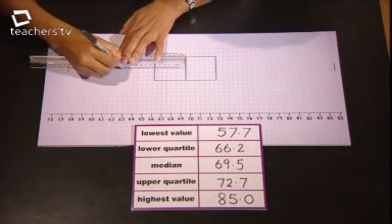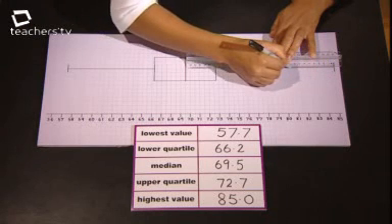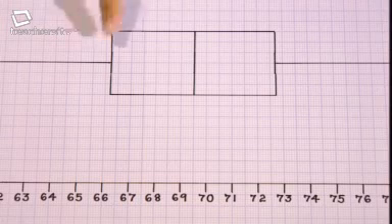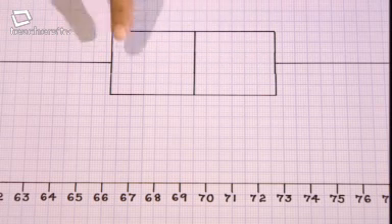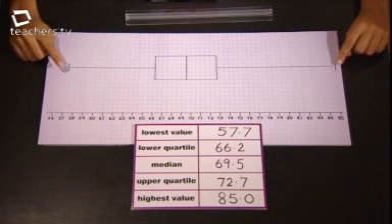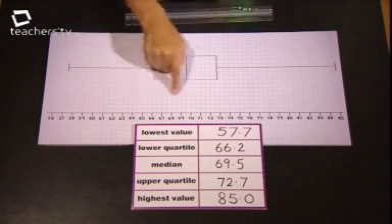Now all you have to do is draw a line joining up the minimum value with the lower quartile and the maximum value with the upper quartile. This is also known as a box and whiskers diagram. The box itself indicates the location of the middle 50% of the data, also known as the interquartile range. And the whiskers show the overall range.